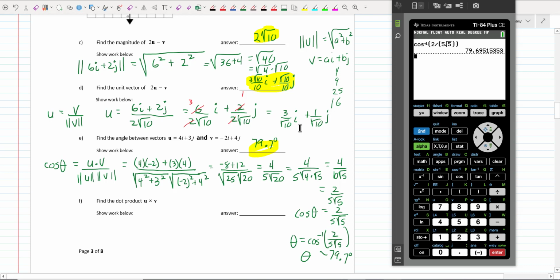You could also go all the way back here, without simplifying all this, because you're going to have to use your calculator anyway. You would just go 4 divided by 5. Whoopsie, I've got to put parentheses around that, and then I'd do 5 times square root of 20.